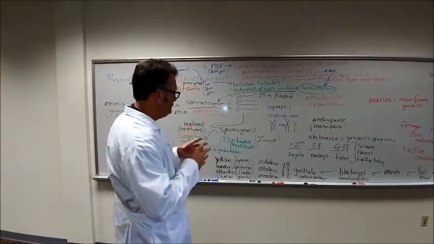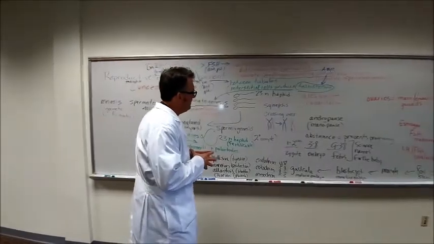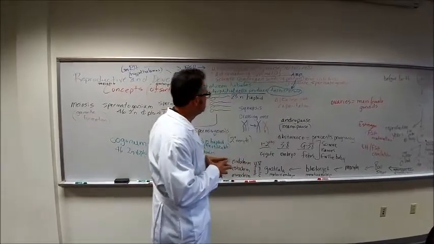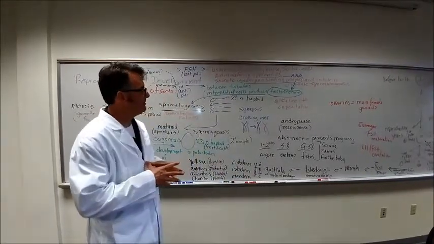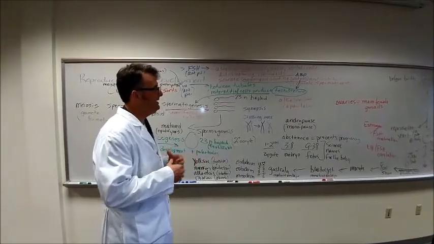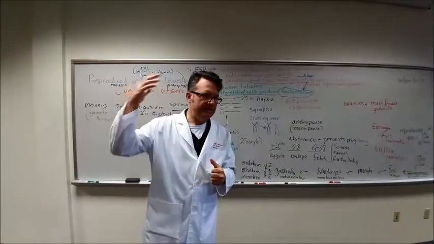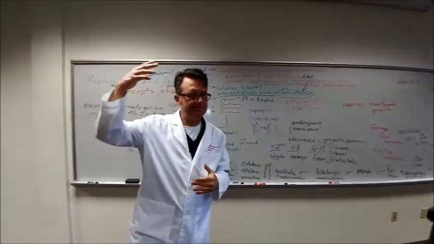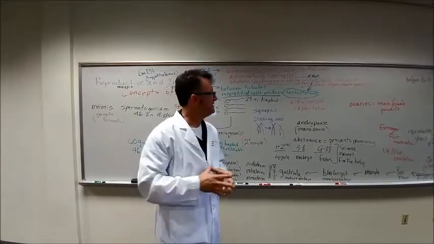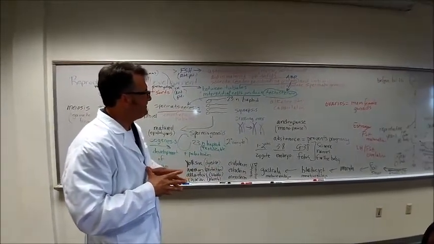Let's go back to the top of the board for just a moment. There are some cells called sustentacular cells, nurse cells, Sertoli cells, that aid in maturing spermatids, and they secrete androgen binding protein, ABP, and also inhibin. Remember that it's inhibin that helps to stop or slow down some of the production in the male. And I think I'm going to leave it at that.